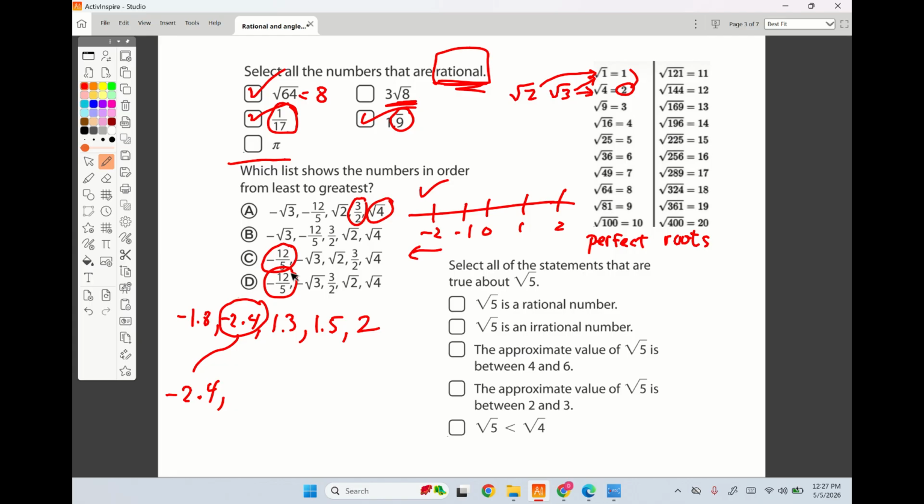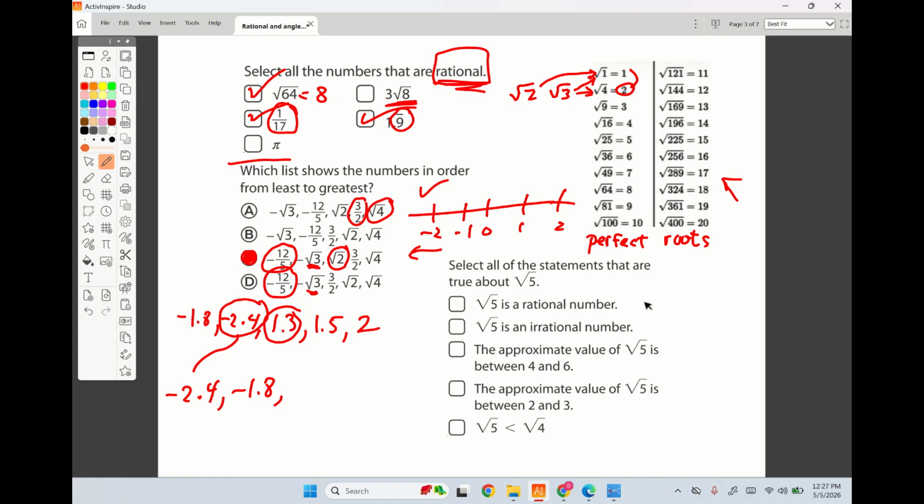Alright, now let's answer these questions. Remember, if you need a little help, you can just look at this. And these are all the perfect roots. So square root of 5 is an irrational number. 5 is not a perfect root. 4 and 9 are. 5 is in between that. So it is irrational. Square root of 5 would be closer to square root of 4 than it would 9. So the answer has to be close to 2. So between 2 and 3 would be the correct one, not between 4 and 6.